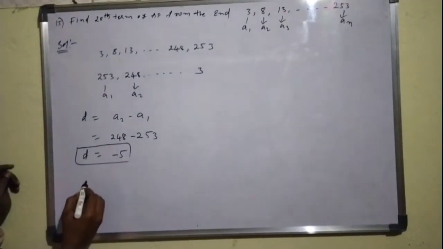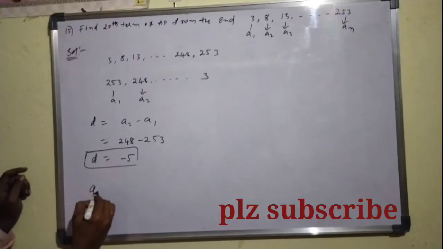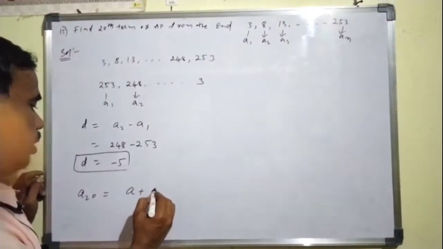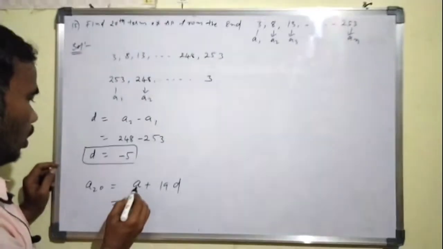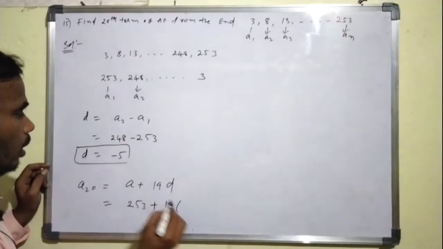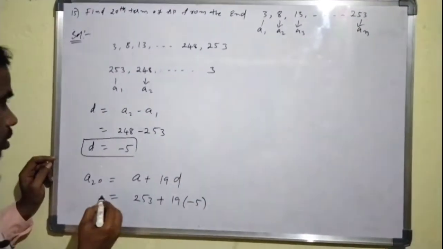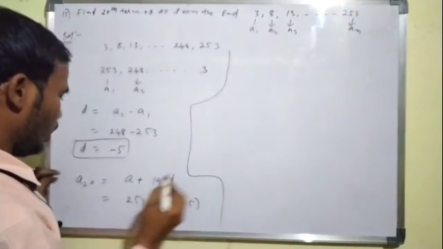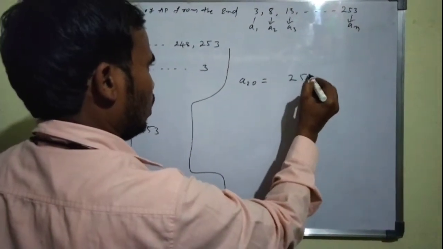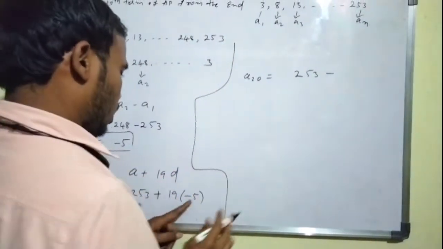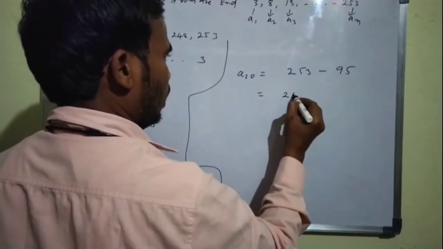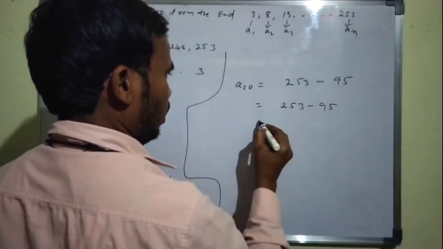So the 20th term, A20, is equal to A plus 19D. So A20 is 253 plus 19 times D, where D is minus 5. So A20 is equal to 253 plus 19 into minus 5, and 19 fives are 95. So subtract 95 from 253. How much are we getting?